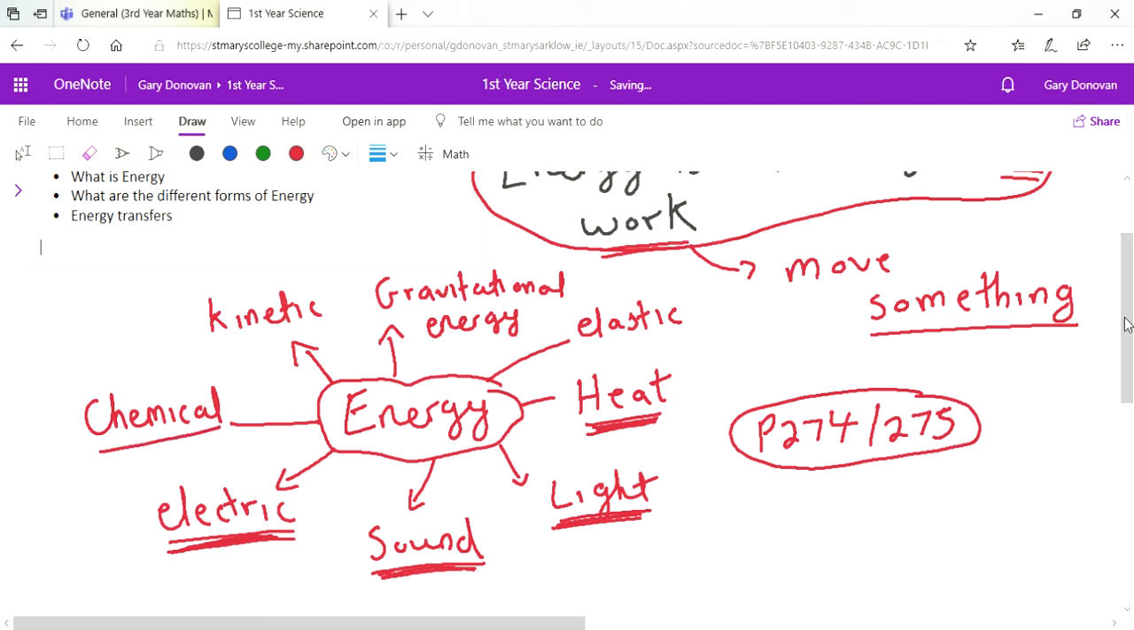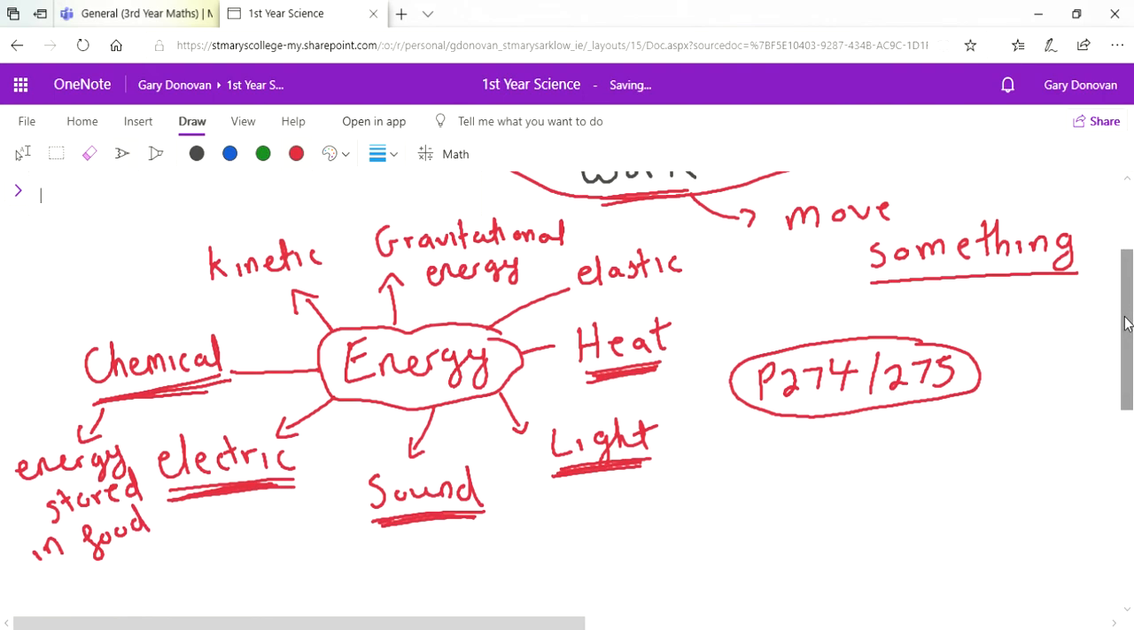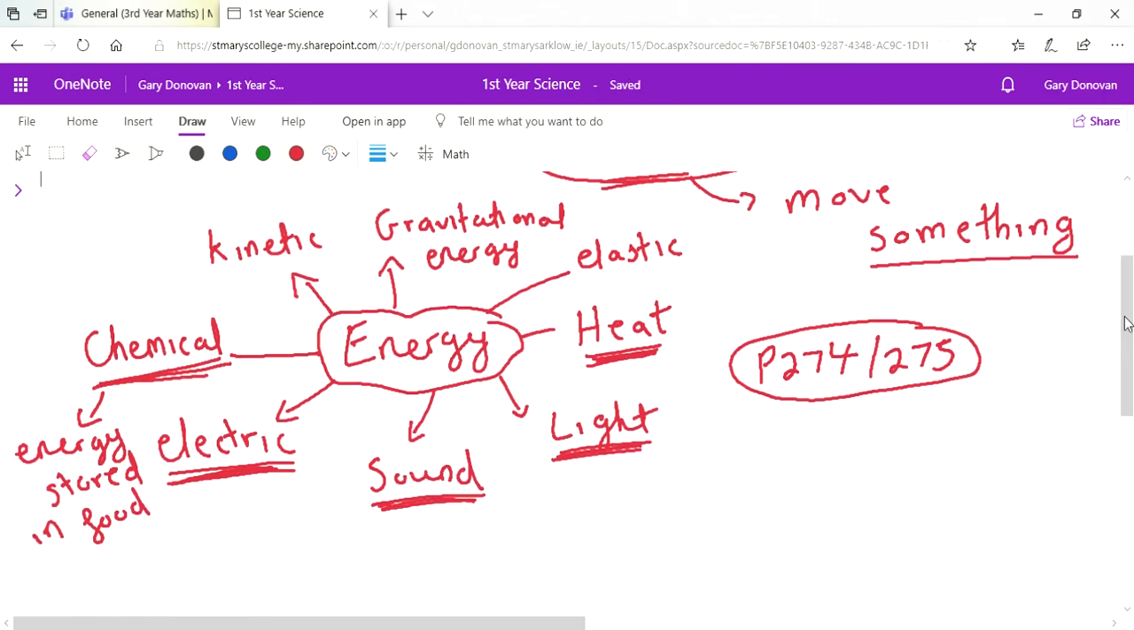Now, chemical energy, that's an interesting one. Chemical energy can exist in different forms as well, but one of the ways it exists is as energy stored in food. So if you think about how you get your energy every day to move around and to go to school and do all the different things you do, you get your energy from food. And the type of energy that's stored in food we call chemical energy.